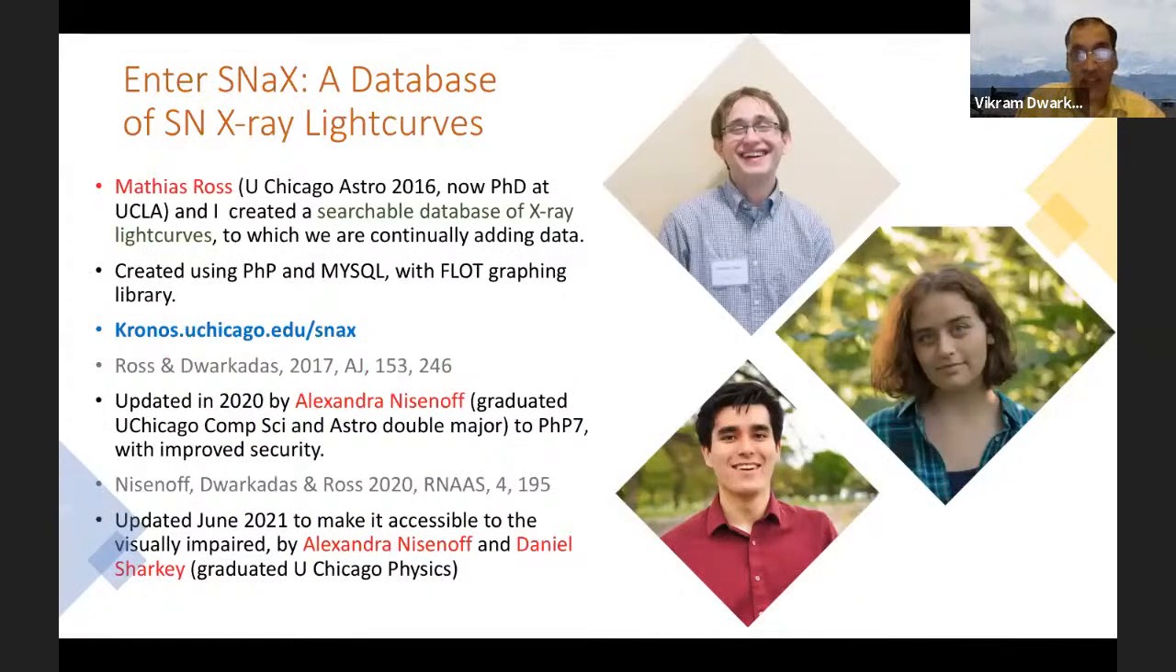And SNaX was first created by an undergraduate student, Matthias Ross, working with me. This undergraduate student is now doing a PhD at UCLA. We created a searchable database of X-ray light curves with PHP and MySQL and with the Flot graphing library. Again, as I mentioned, you can find it at this URL. And if you want to read up the paper in detail, it's in the Astronomical Journal in 2017. So that was when it was first created.